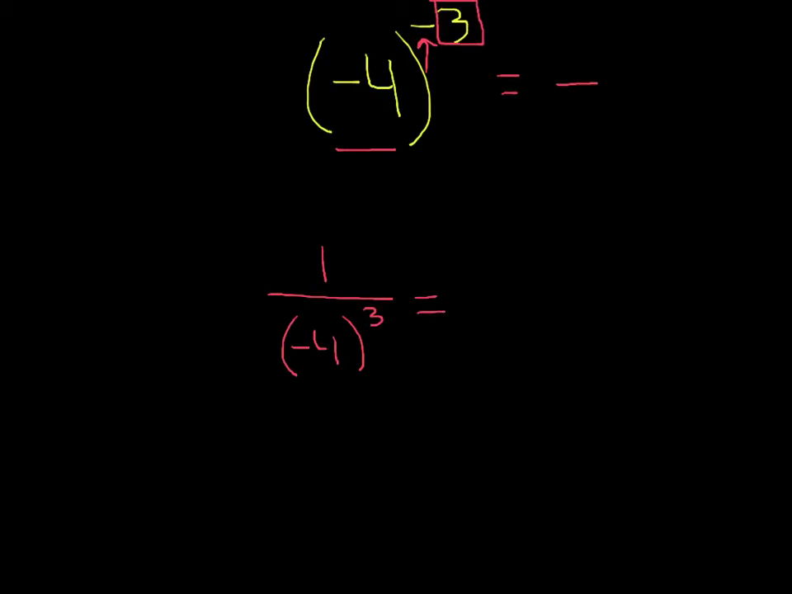And now you can continue evaluating. It's 1 over negative 4 to the power of 3 is negative, and then 4 to the third power is 64. But we never write our final answer with a negative number in the denominator. You can rewrite it as just a negative number out in front. So it's negative 1/64.